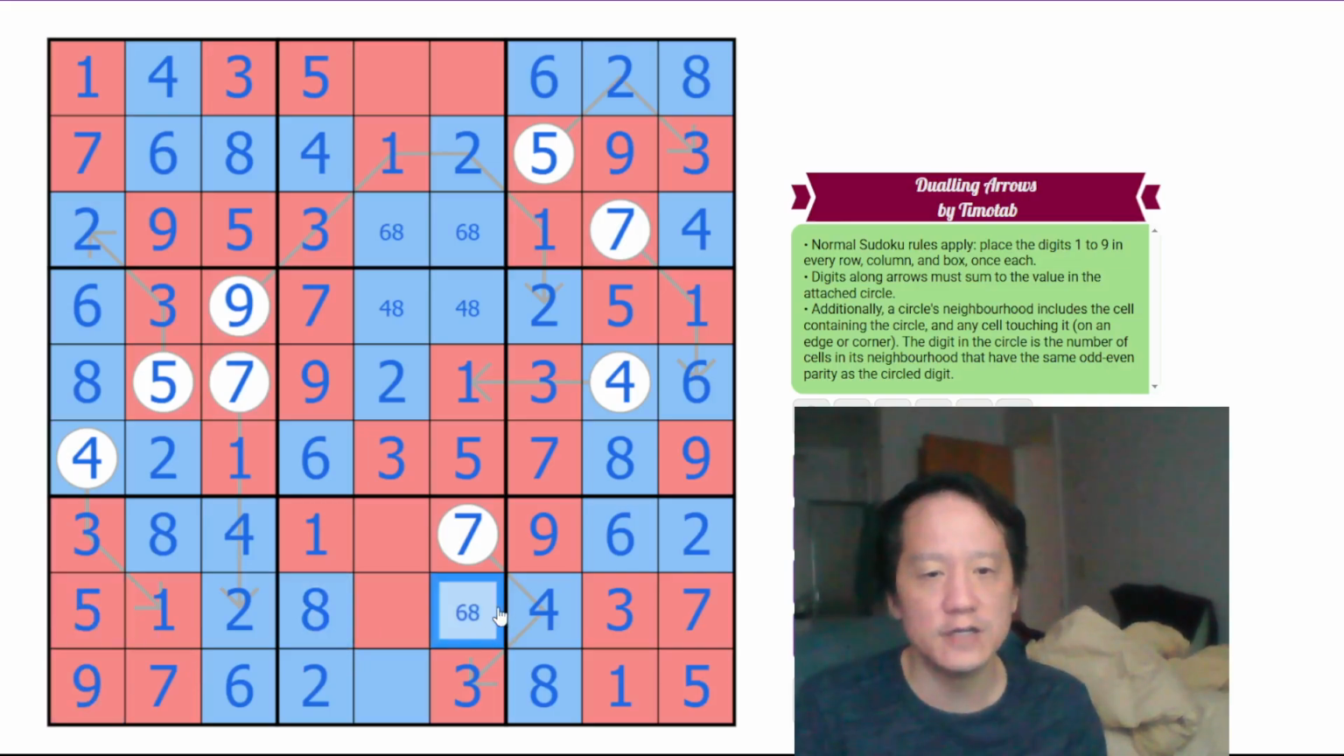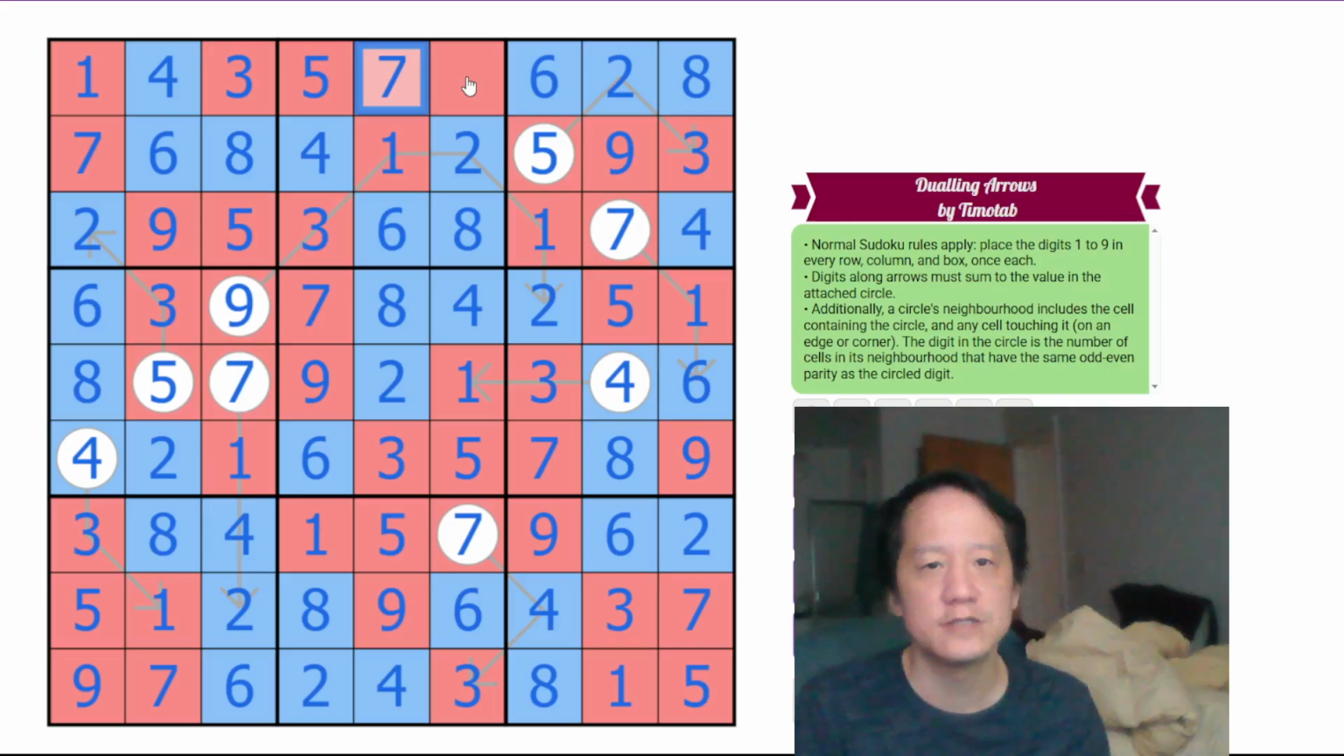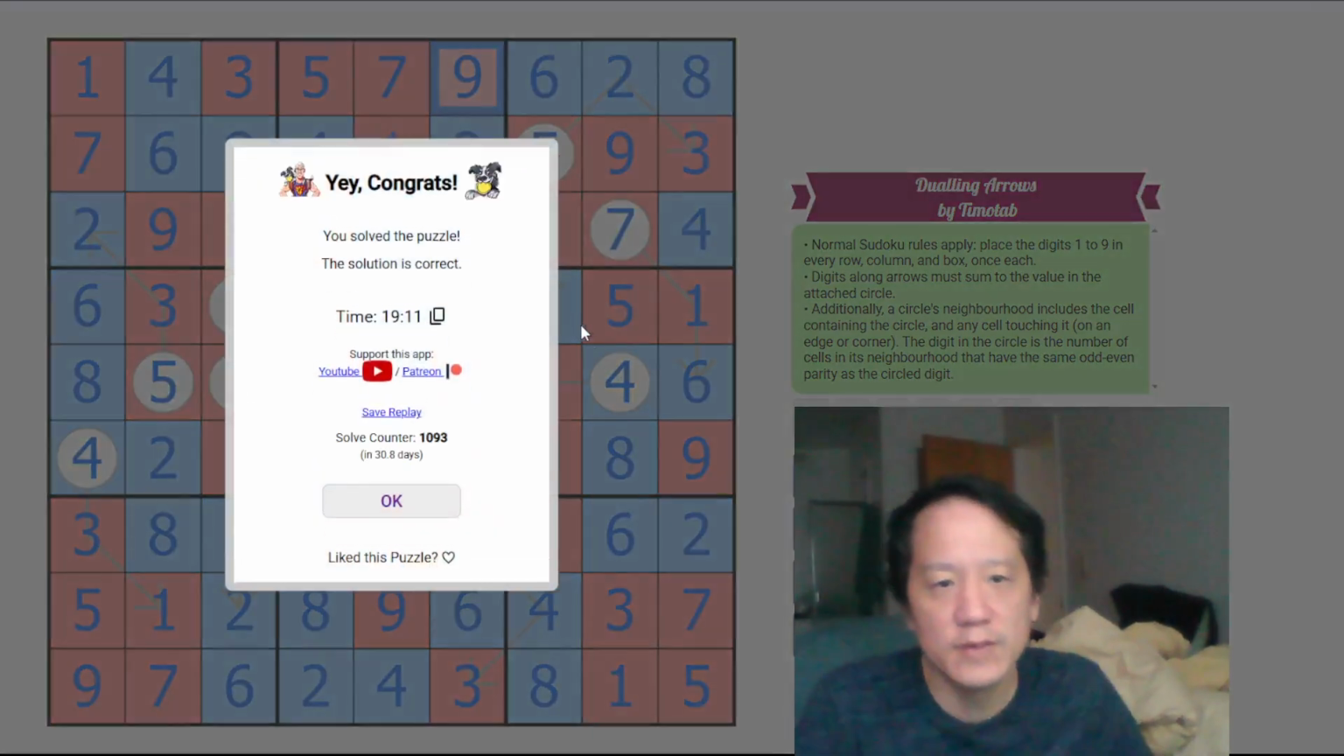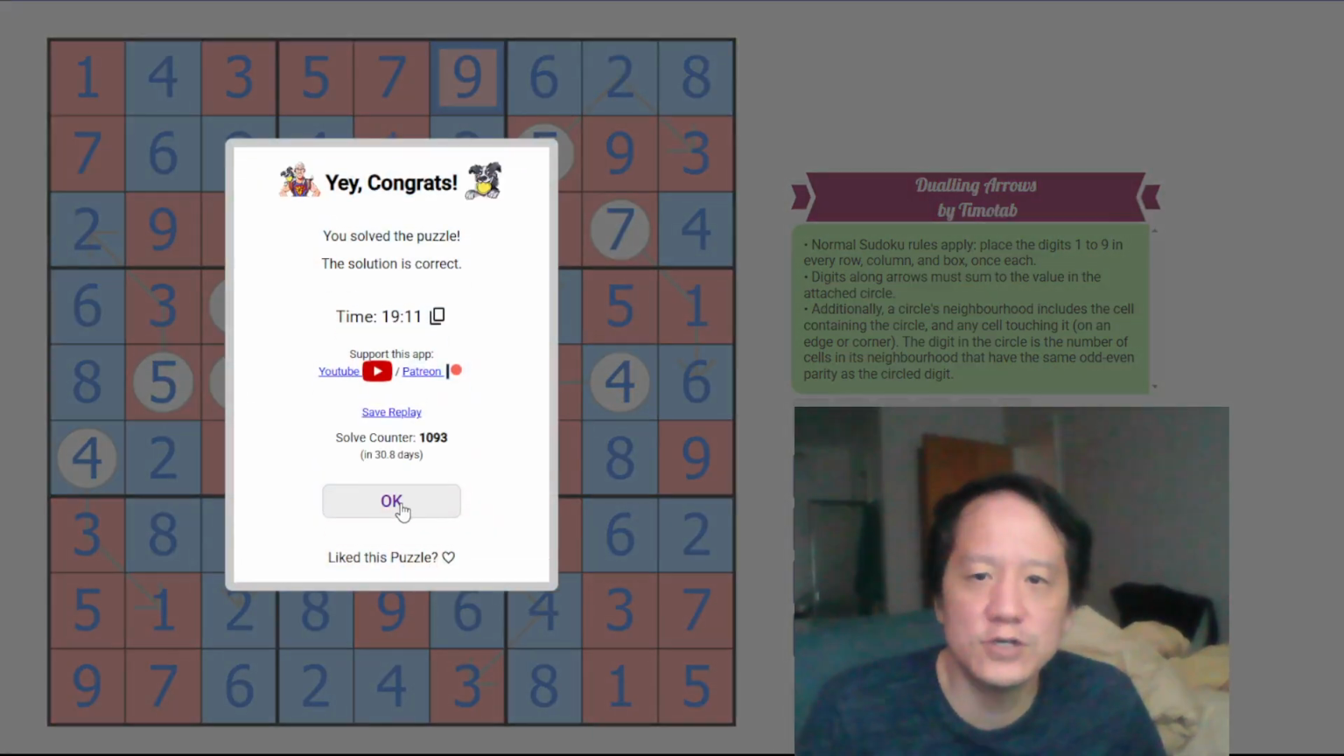This 8 eliminates 8 here, so this is 6, which makes that 8, which makes this 4, 8, 6. That leaves a 4 here. This last digit is a 5. This last digit is a 9. That makes that 7, and this is 9. And that's how you solve it.